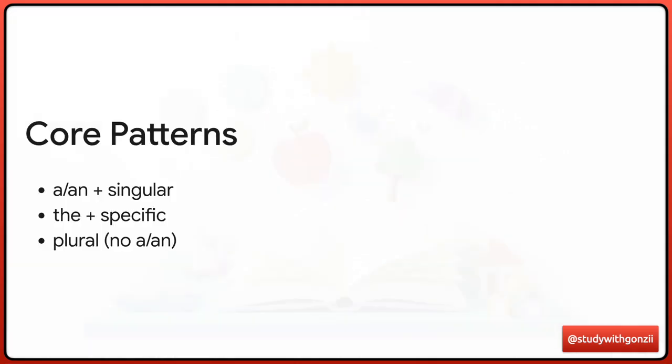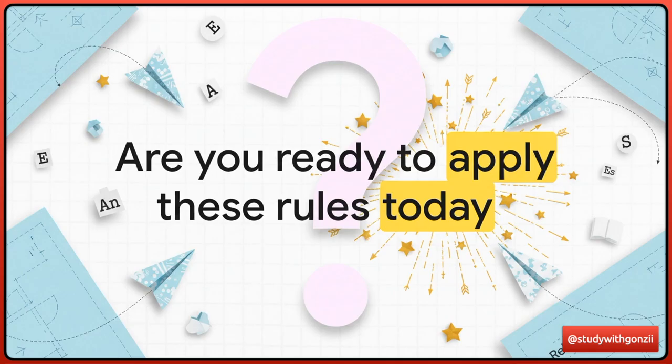So the crucial point is that mastering English nouns and articles really just boils down to recognizing these three core patterns. Pattern 1, use a or an plus a singular noun when introducing one general thing. Pattern 2, use the plus a specific noun, whether it's singular or plural, when the listener knows exactly what you mean. And pattern 3, when talking about general multiples, just use the plural noun all by itself, completely dropping the a or an.